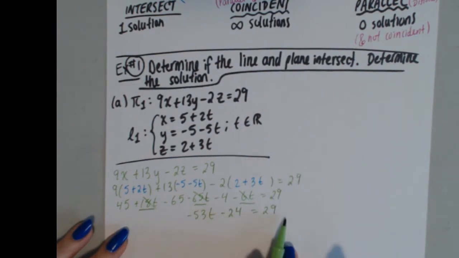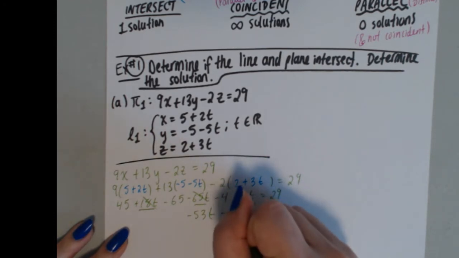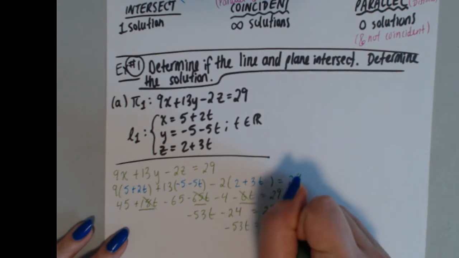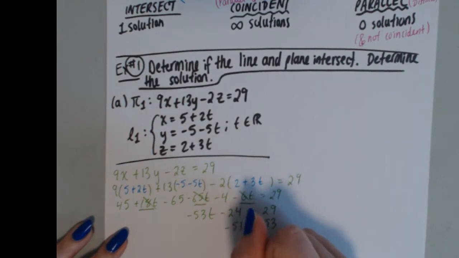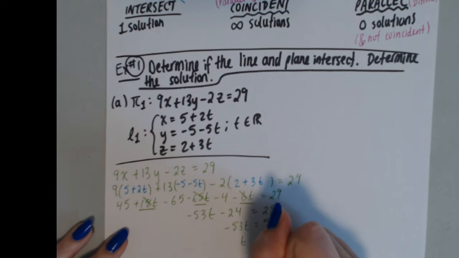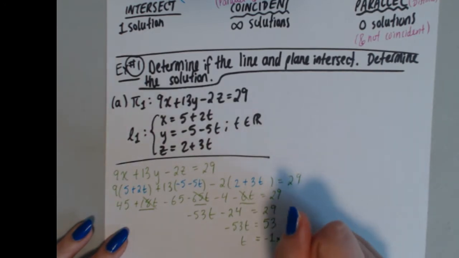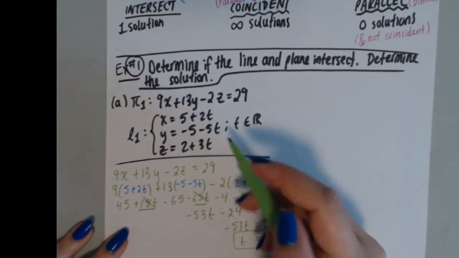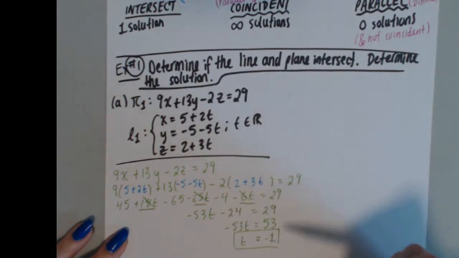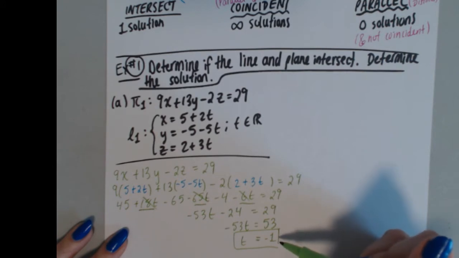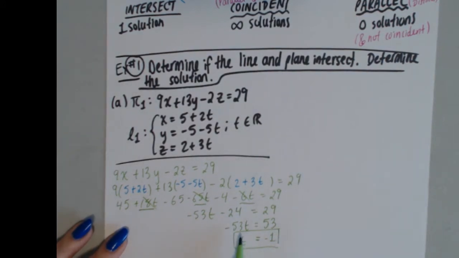So bring the constant over to the right. 29 plus 24 is 53. So that means we're going to have minus 53t equals 53. All right, so what's t? t is equal to negative 1. So sure enough, knowing the value of t, I can actually find the point of intersection simply by plugging it into x, y, and z here. But the fact that I only have solved for one possible value of t, in other words, there's only one value of t that will make this expression true, means that there is only one point of intersection.